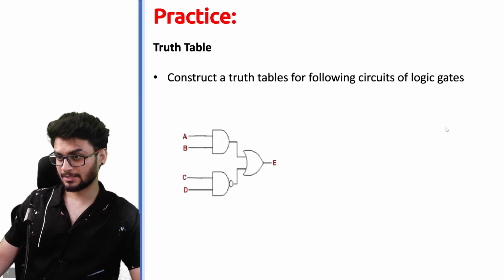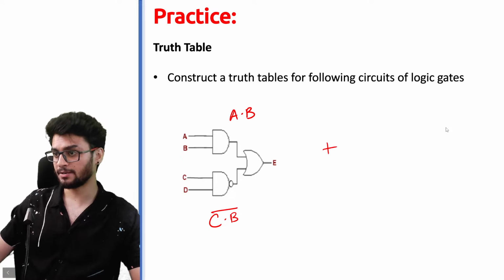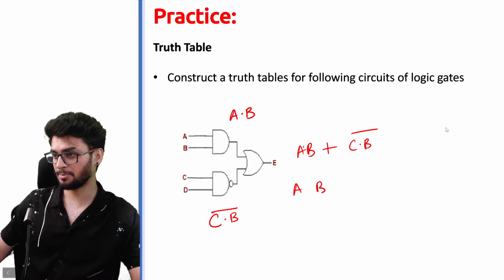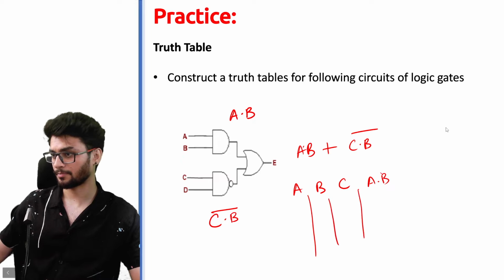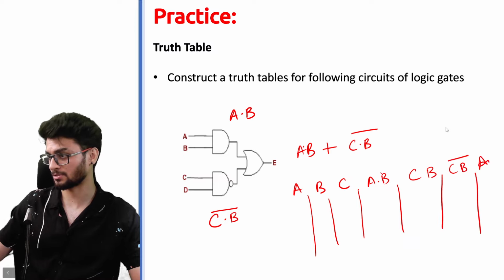Similarly, let's look at this part. A dot B. And yahan par C dot B not. And these both are added into the OR gate. So A dot B plus C dot B bar. Again, how to solve this? A, B, C, then the value of A, B, then you write C, B and C, B bar, and then finally your answer.